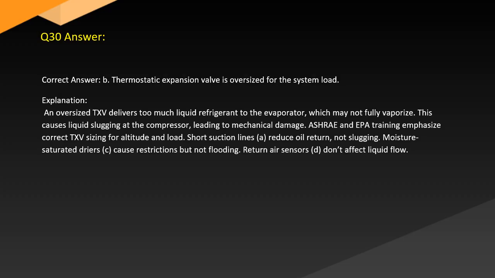Answer. Correct answer: B. Thermostatic expansion valve is oversized for the system load. Explanation. An oversized TXV delivers too much liquid refrigerant to the evaporator, which may not fully vaporize. This causes liquid slugging at the compressor, leading to mechanical damage. ASHRAE and EPA training emphasize correct TXV sizing for altitude and load. Short suction lines may reduce oil return, not cause slugging. Moisture-saturated dryers (C) cause restrictions but not flooding. Return air sensors (D) don't affect liquid flow.